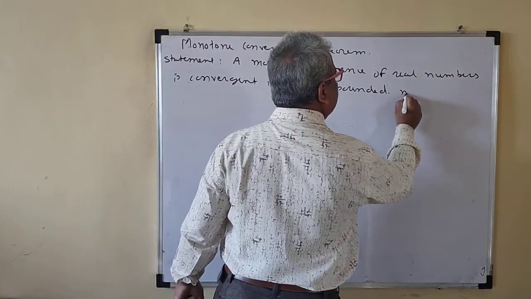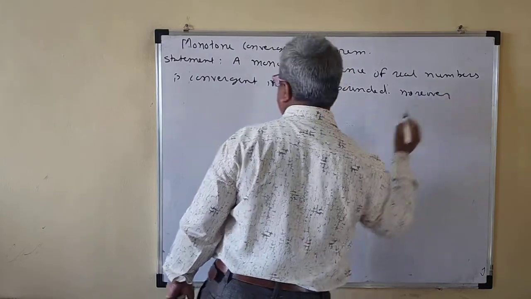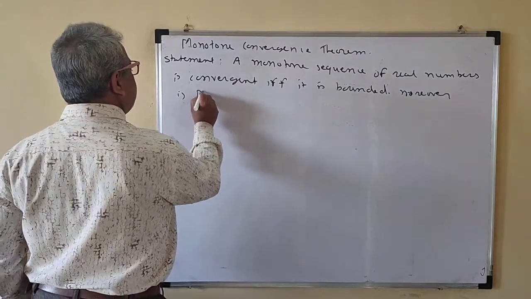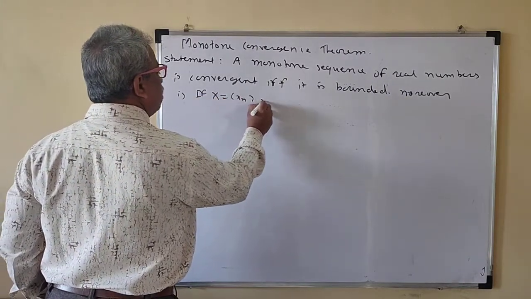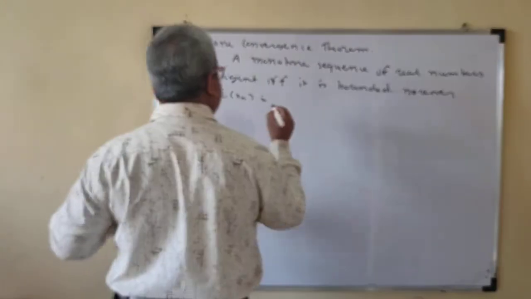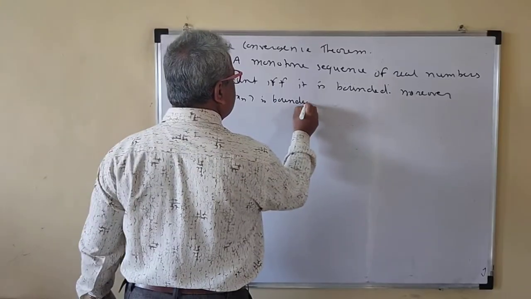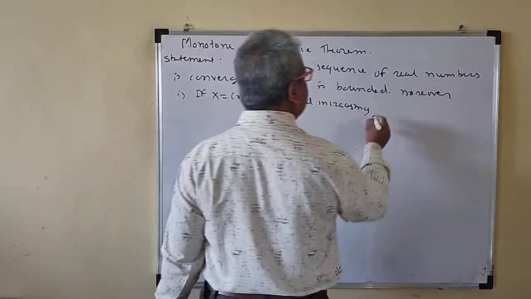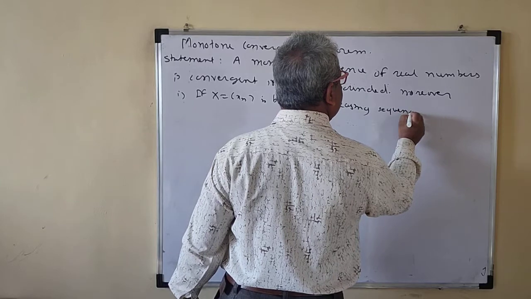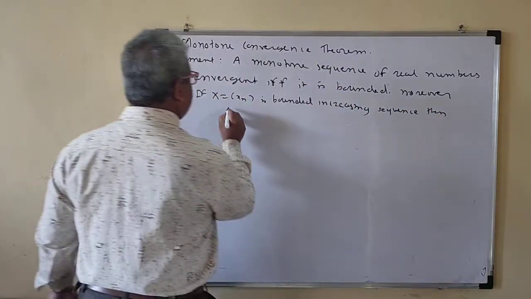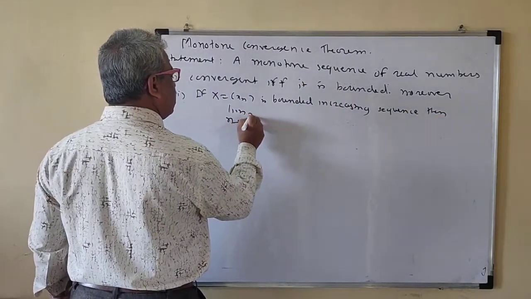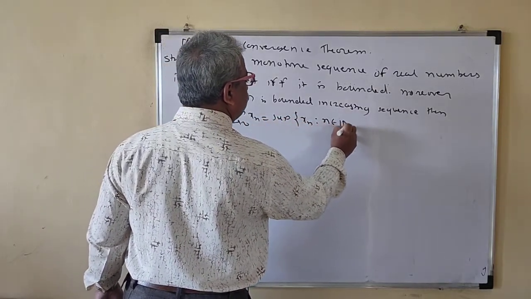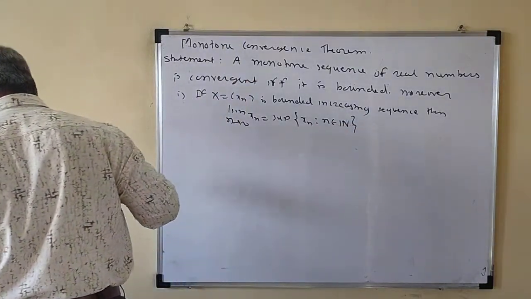Moreover, first, if X = (xn) is a bounded increasing sequence, then the limit as n tends to infinity of xn is equal to the supremum of {xn : n belongs to N}.